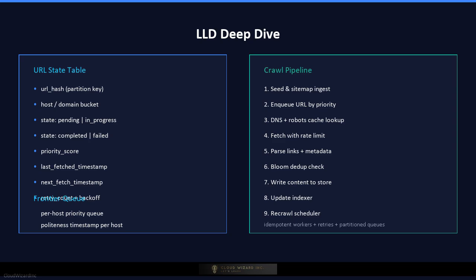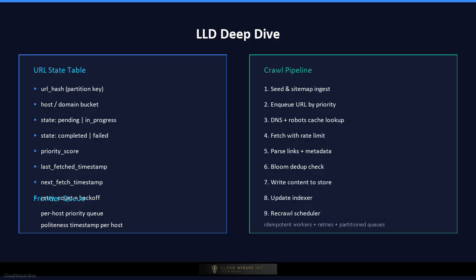Now the low-level design deep dive. The URL frontier is implemented as a partitioned priority queue keyed by host and domain, with per-host queues and per-host politeness timestamps. Each URL is stored in a state table with a state machine: pending, in progress, completed, or failed. The fetcher workers run as stateless containers, pull work from the frontier, and respect per-host concurrency limits.